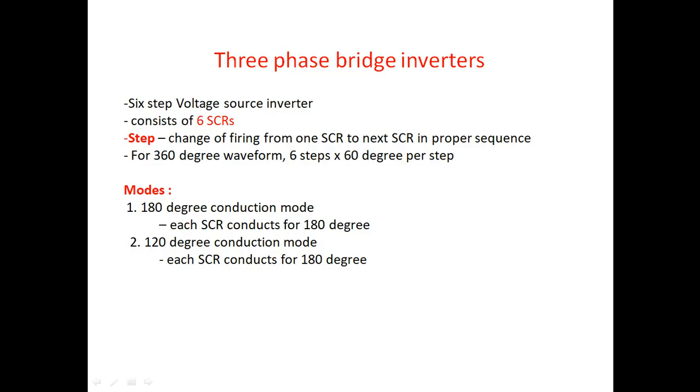The output voltage waveform has 6 steps, and the circuit has 6 SCRs. 3 are from the positive group and 3 are from the negative group, and a step means a change of firing from one SCR to the next SCR in proper sequence. So for a 360 degree waveform, we will have 6 steps of 60 degrees each, and the modes of operation are 180 degree conduction mode and 120 degree conduction mode.